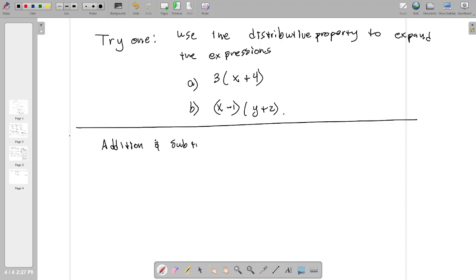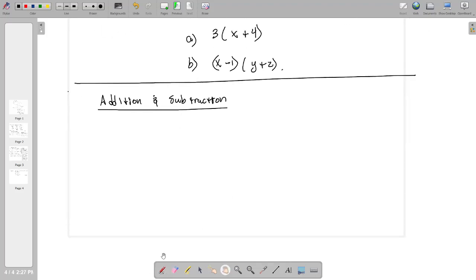Next, we're going to get into addition and subtraction. So I want to make a note here. The operators that we most commonly use are addition, subtraction, multiplication, and division. Let's start with the definition. This is important because I don't like the way that the book defines these.